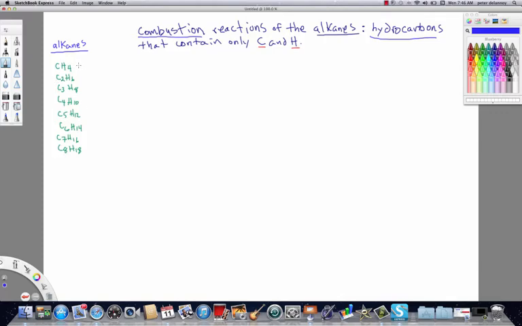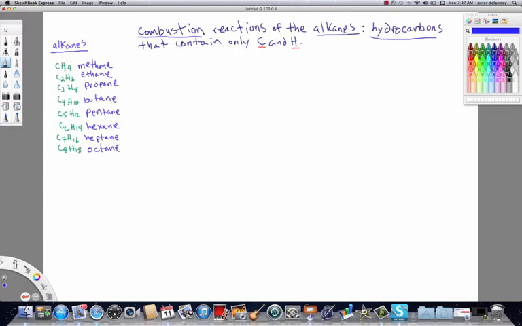So this molecule here is called methane, and the next one in the list is ethane. The next one in the list is propane. The next is butane. The next is pentane. Then we have hexane. Then we have heptane. And then we have octane.